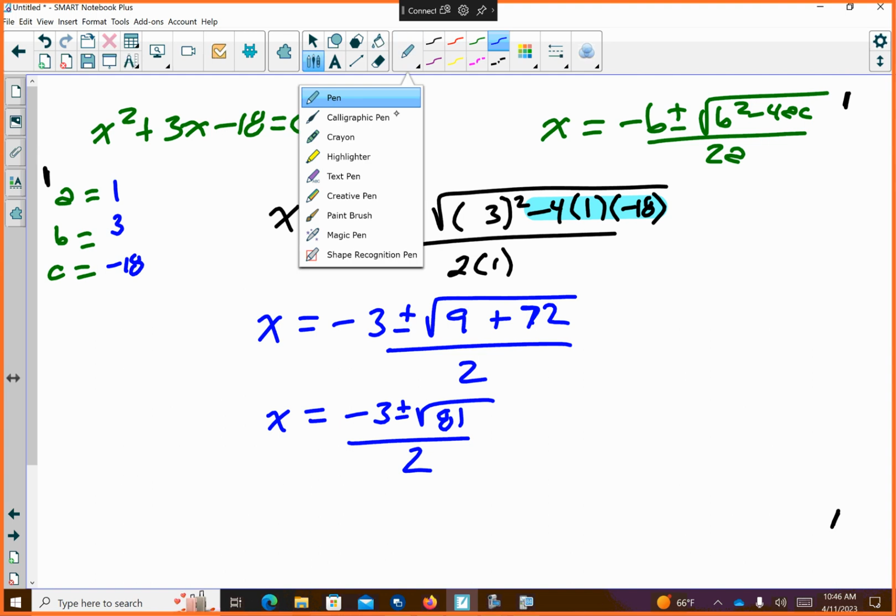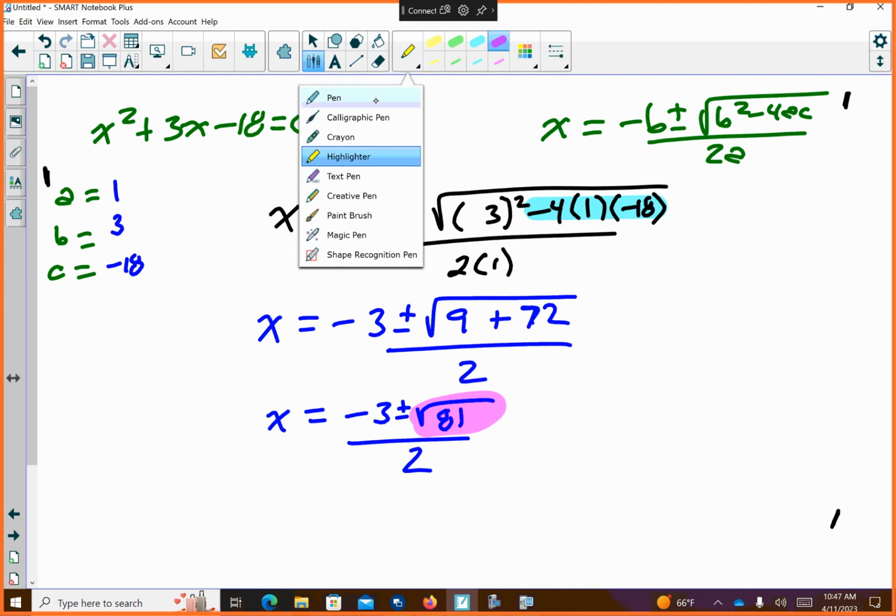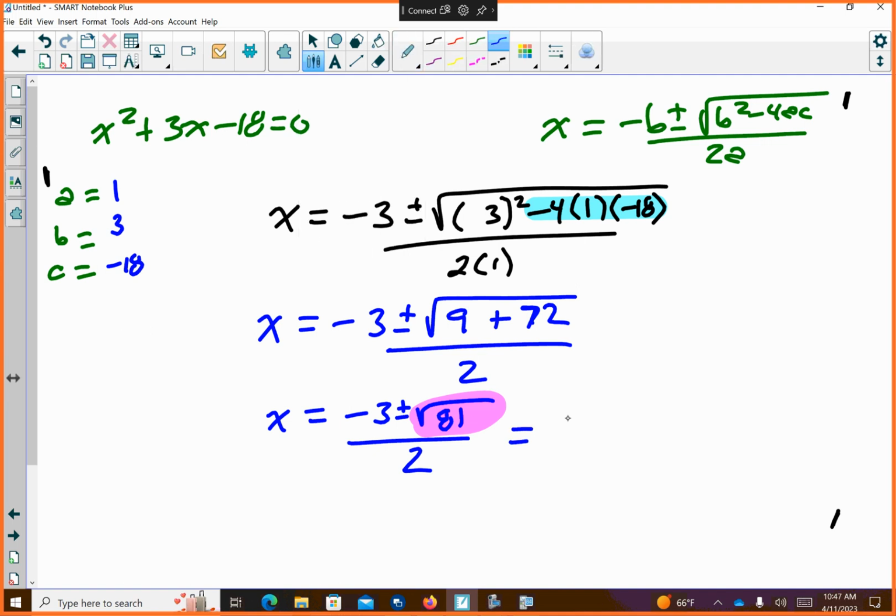Then I'm going to add what's underneath the radical, so I get this. And can anyone tell me what's going to happen right here? What is that going to become? It's going to be 9, right? Square root of 81 is 9. All right. So I'm going to bring this over here. -3 plus or minus 9 over 2.